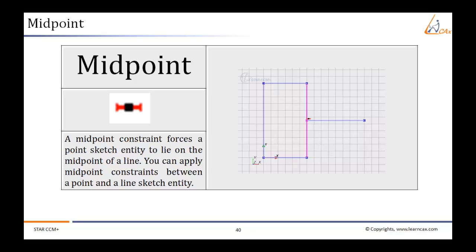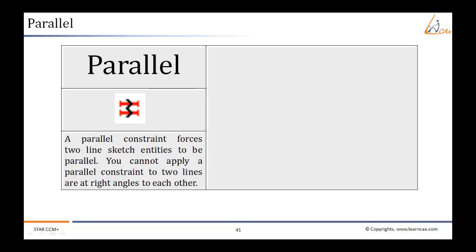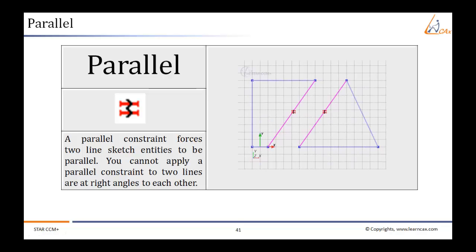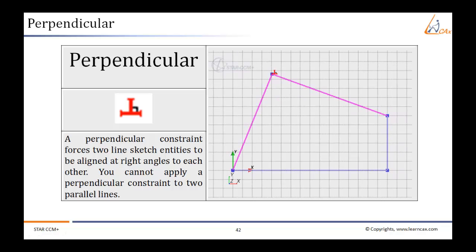The parallel constraint tool is used to fix two edges to be parallel to one another. As shown in this figure, we have the two lines parallel to one another using this tool. Similar to the parallel constraint, we have the perpendicular constraint, which fixes two lines to be perpendicular to one another. The application of this tool is shown in this figure.